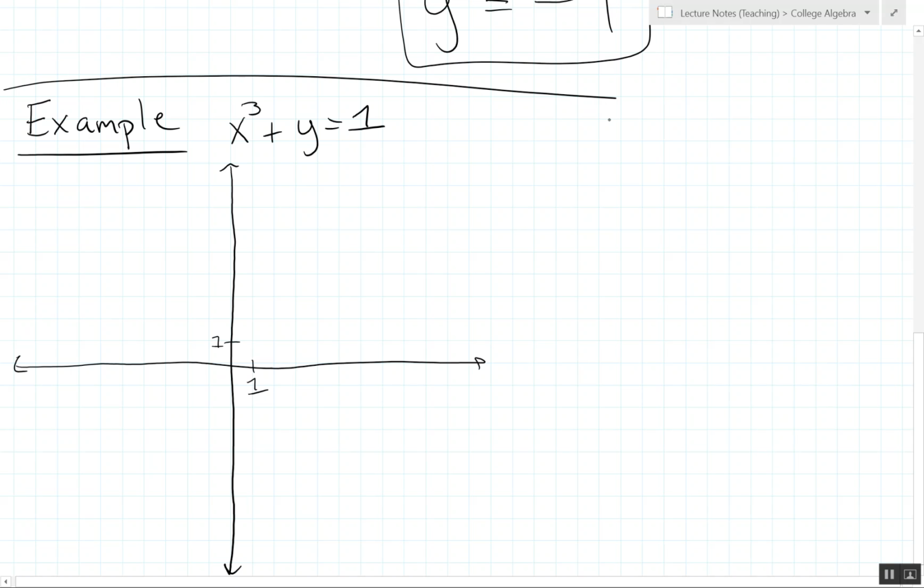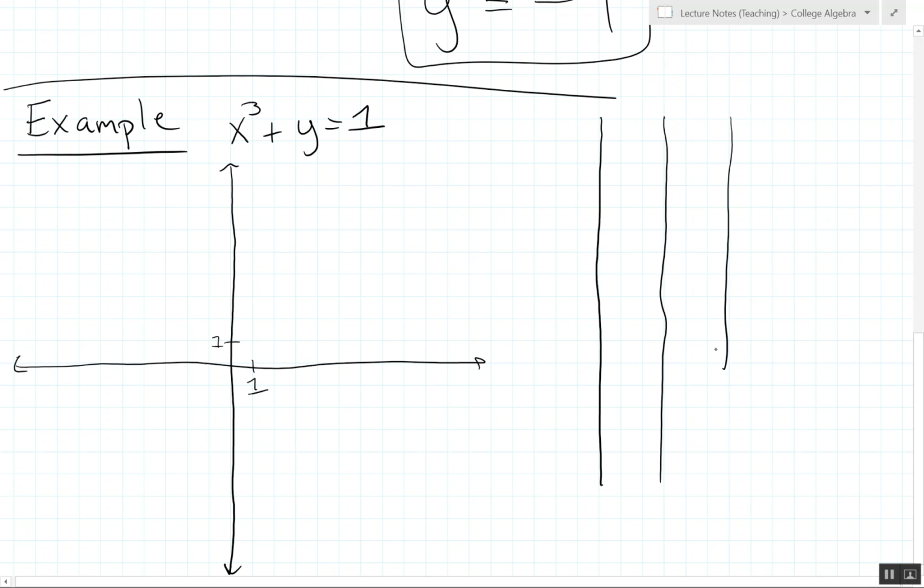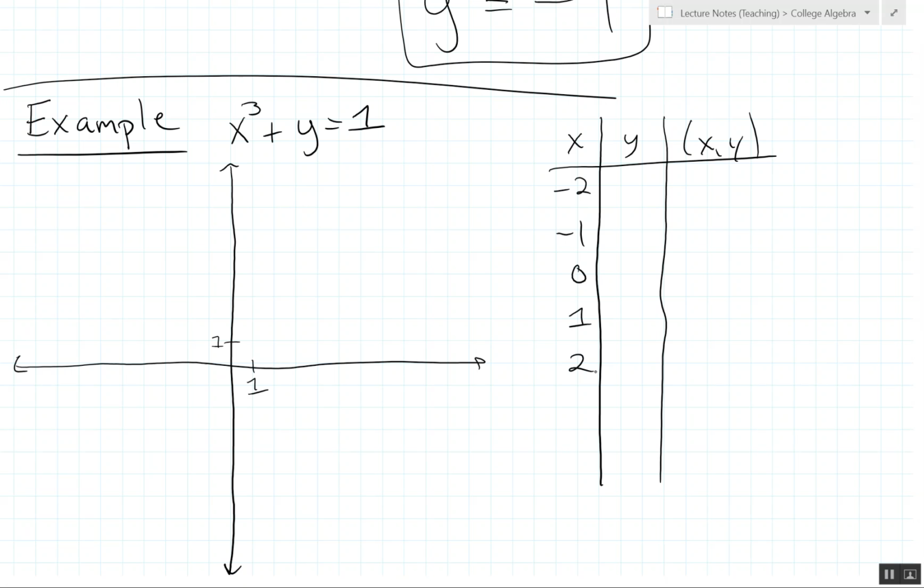So the first thing I want to do is again create a table of values. So here again I'm going to have x, y, and x comma y. And so I'm going to pick -2, -1, 0, 1, and 2 to replace x in and figure out what the corresponding y value is. Now I'm only going to do this for one of these values, but I've already figured this out ahead of time, so I do know what the other y values are going to be.